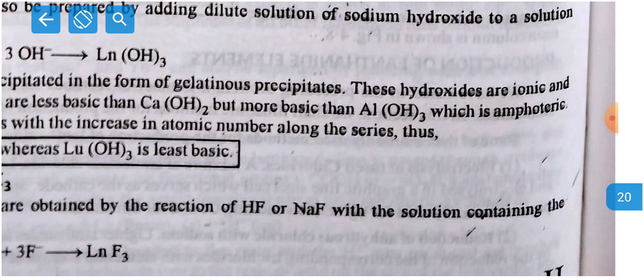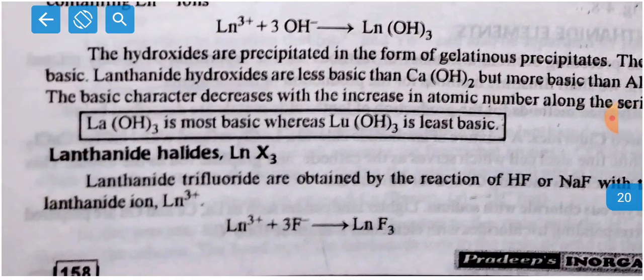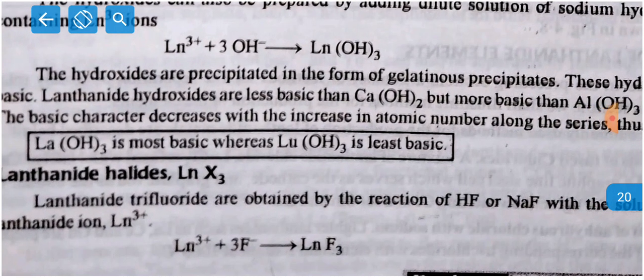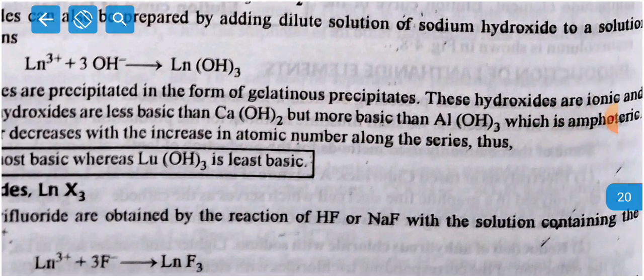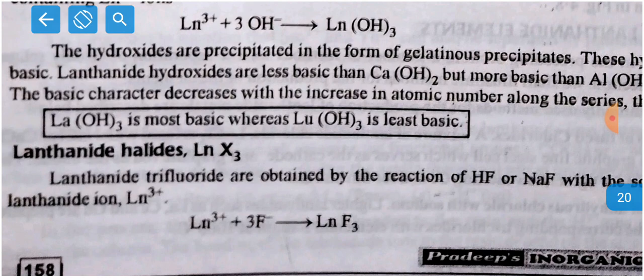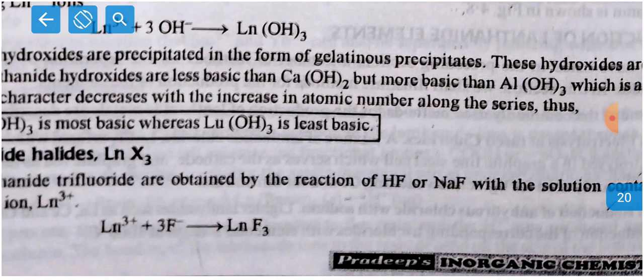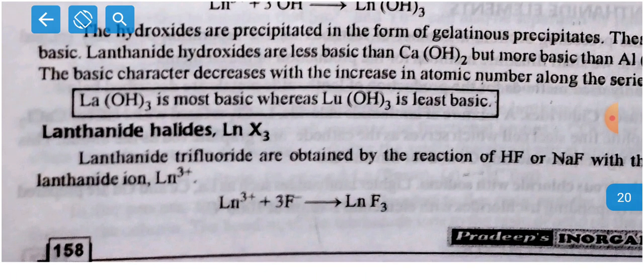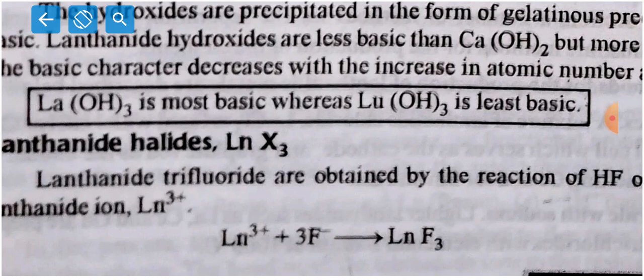These hydroxides are ionic and basic. Lanthanoid hydroxides are less basic than calcium hydroxide but more basic than aluminium hydroxide, which is amphoteric. The basic character decreases with the increase in the atomic number along the series. Thus, lanthanum hydroxide is the most basic, whereas lutetium hydroxide is the least basic.